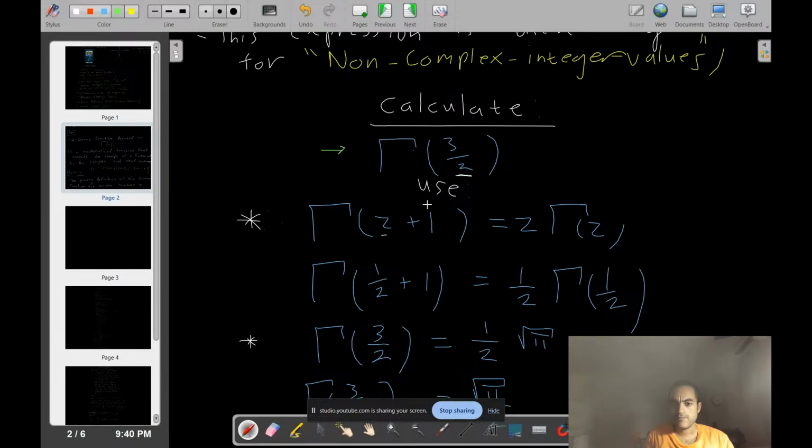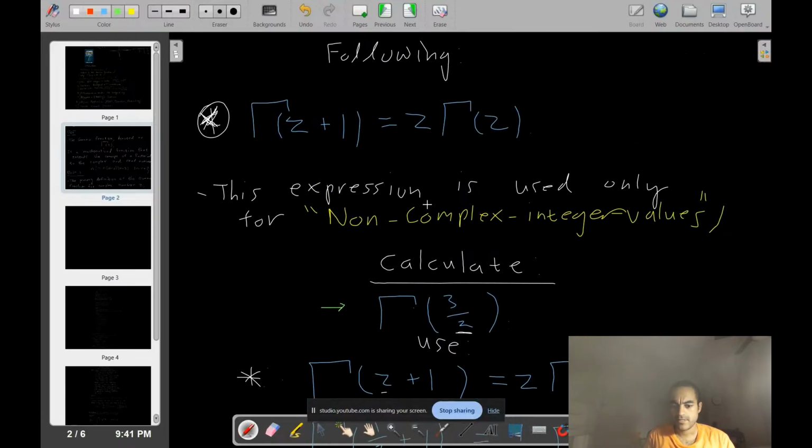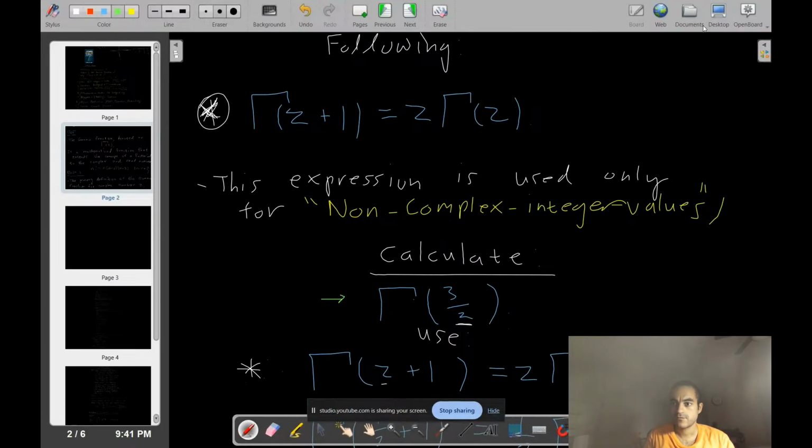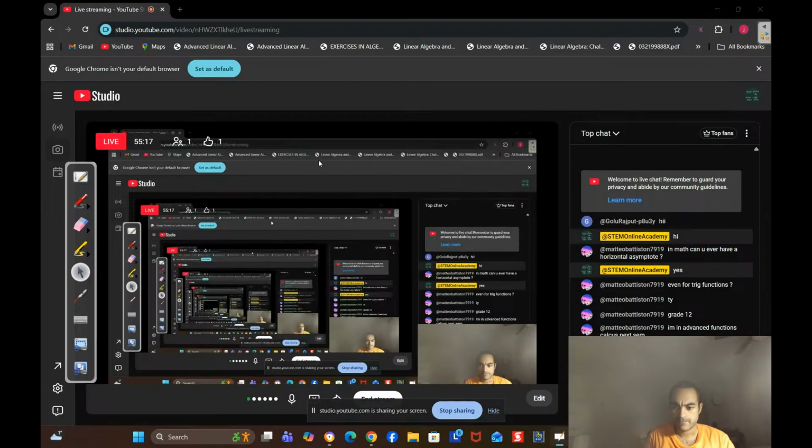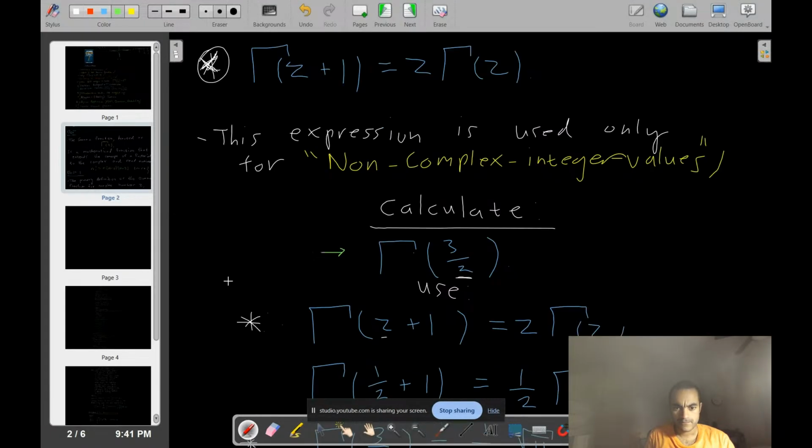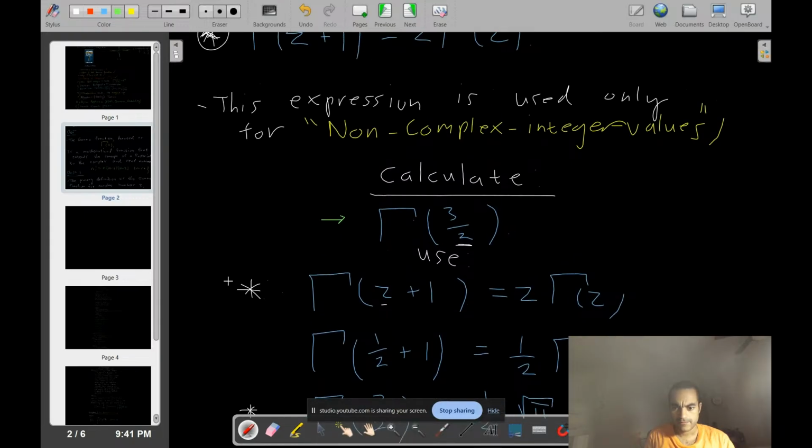Now here, we have to be careful. We're looking for gamma of 3/2. Z is not 3/2. If anyone can tell me why I said that, why Z is not 3/2, even though we're using the gamma of Z plus 1 formula. Anyone at all?